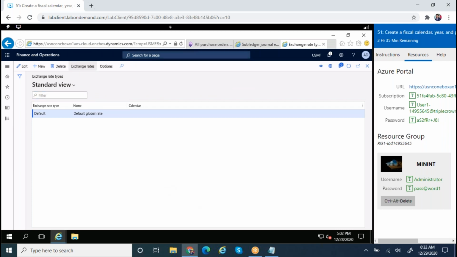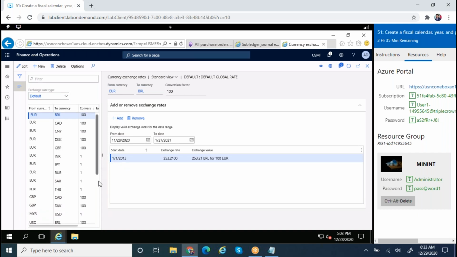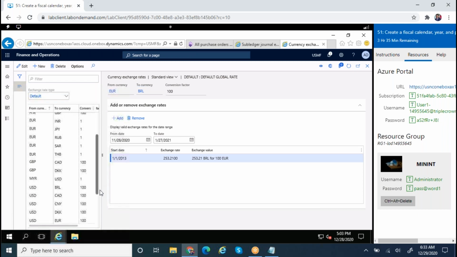In the exchange rates, euro versus US dollars, or US dollars versus euro, whatever it may be. Here it is. So there are no exchange rates.